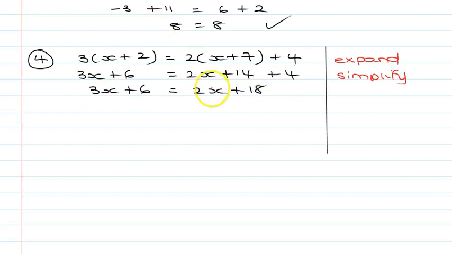So again, I pick the smaller quantity of x. I'm going to subtract 2x from both sides, leave me with x plus 6 equals 18, and then finally subtract 6 from both sides, leave me with x equals 12. And again, I can verify that. If I verify in here, 12 plus 2 is 14, times 3 is 42, and in here I've got 12 plus 7, 19, times 2, 38, plus the 4 is 42. So it works.